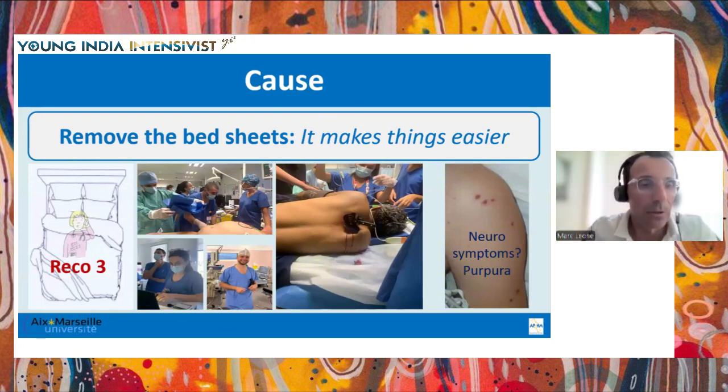So my recommendation number 3 is very simple. Remove the bed sheets. It makes everything so easy to look at your patient. You can see the knife here, it's a caricatural situation, but you can see this small skin injury, which can be a purpura, and so that's a medical emergency. And this patient needs antibiotics immediately without any delay. So that's very important. Remove the bed sheets and look at your patient.